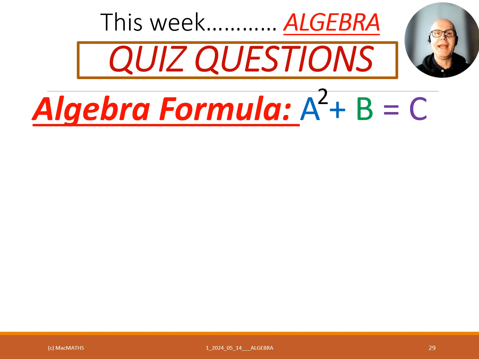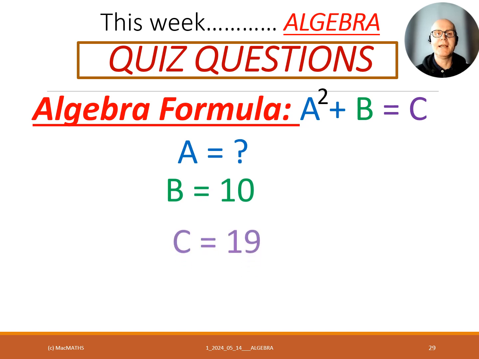Question 7. A squared plus B equals C. So now we've got an example with powers. A squared plus B equals C. So it's not always just pluses and minuses of base numbers. Here's a number with a power, and that's what we're going to try and find out.